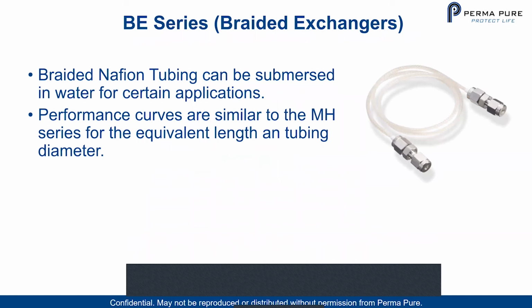Our BE series can be submerged in water for certain applications. Performance curves are similar to the MH series for the equivalent length and tubing diameter. In some cases, people have used the BE, and there is an expansion issue there as well, but some people have cut the braids to allow the Nafion tubing to expand. This is okay as long as you understand what you're doing, and we've seen some customers do this because it helped in their applications.